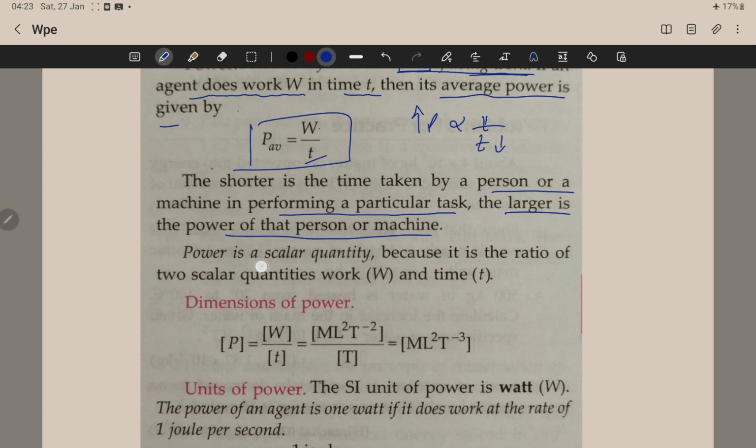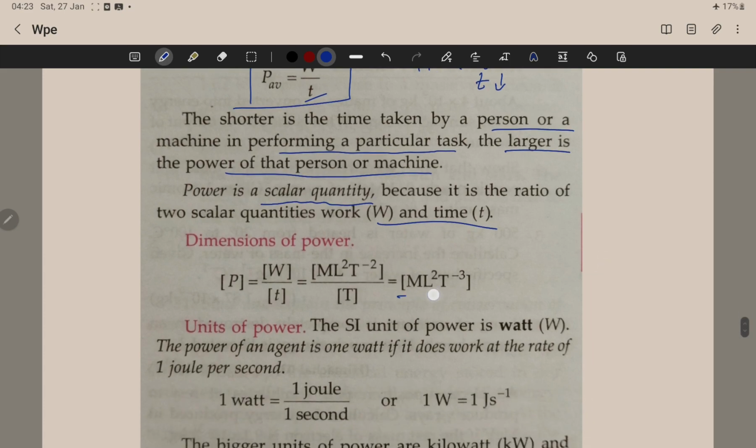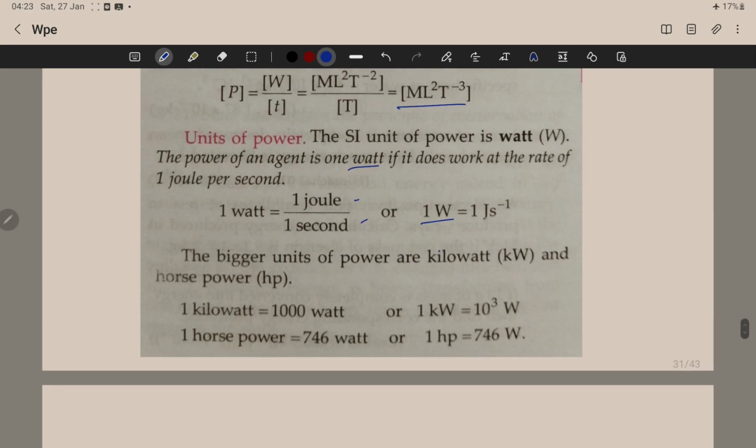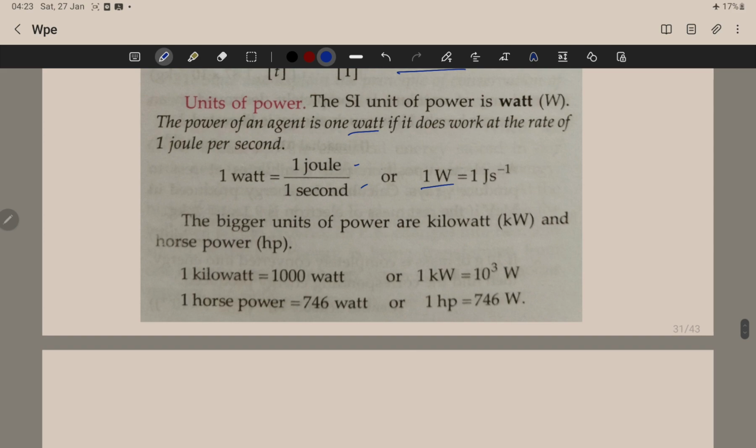We know power is also a scalar quantity because it is the ratio of two scalar quantities. Work is scalar and time is also scalar. Therefore power is also scalar. The dimension formula is ML^2T^-3. Joule per second is called the watt. The unit of power is the watt. For a bigger unit, we can use the kilowatt, or there is 1 horsepower, which is equal to 746 watt.